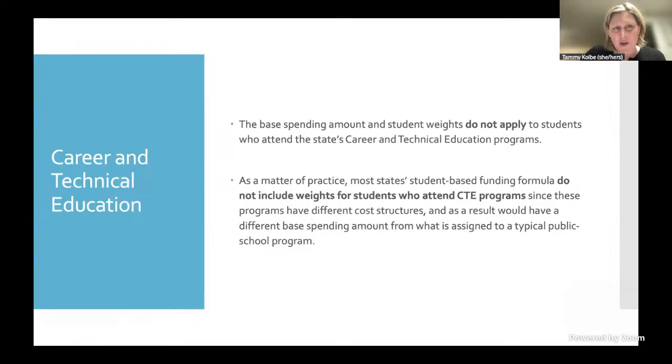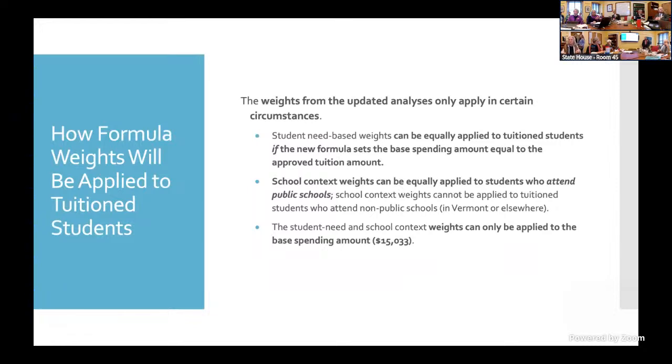Yep. Okay. Two more quick points. I'm sorry. Representative Felters: I'm sorry, one more quick point. On the very first bullet point, back on that last slide: student need-based weights could be equally applied to tuition students if the new formula sets the base spending amount equal to the approved tuition amount.